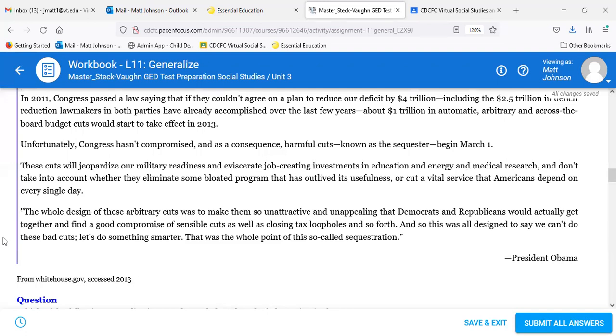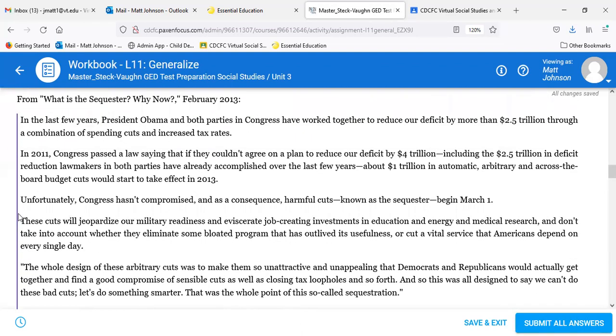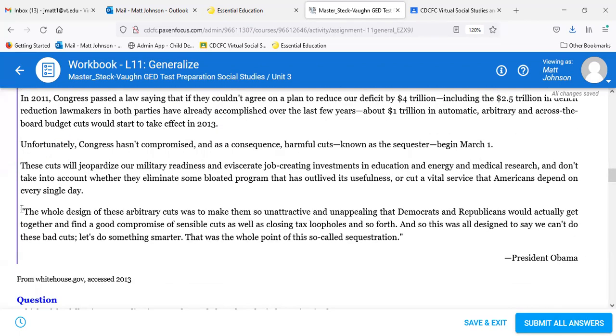Going back to that same White House, the official website of the White House, kind of the official website of the president to some degree. The first four paragraphs are what you would have seen if you went to the site in 2013. The last paragraph in quotes is a quote from President Obama. Those words at the end are his words.